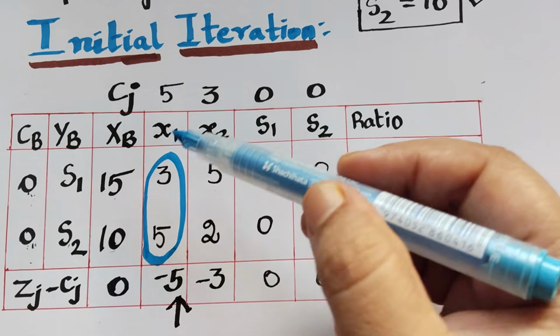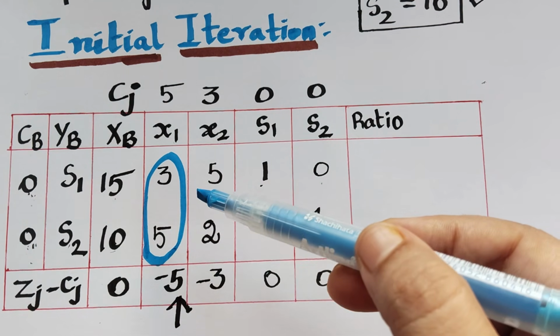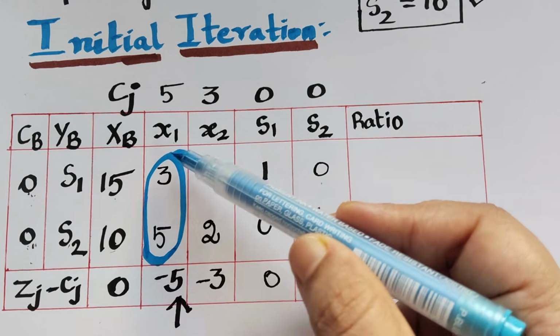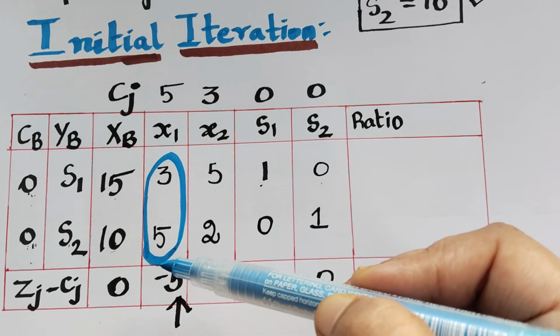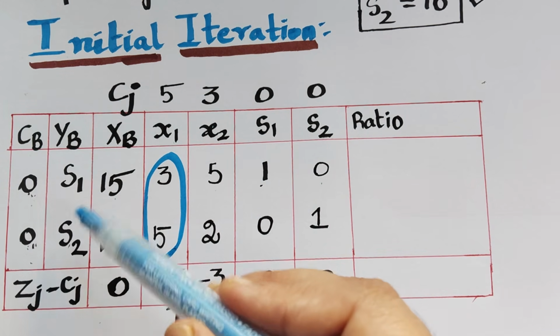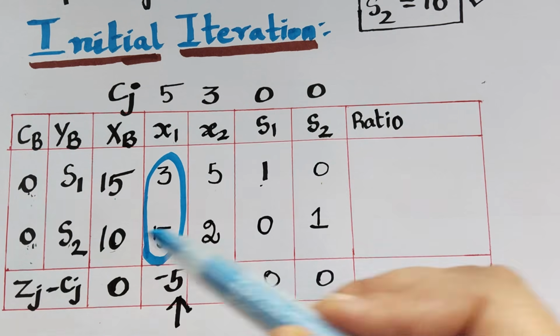The column corresponding to the entering variable is known as the pivotal column, or it is also known as the key column. So this is known as the pivotal column. Now, when a variable enters, another variable has to leave the table. So out of these two variables, one of the variables has to leave the table.